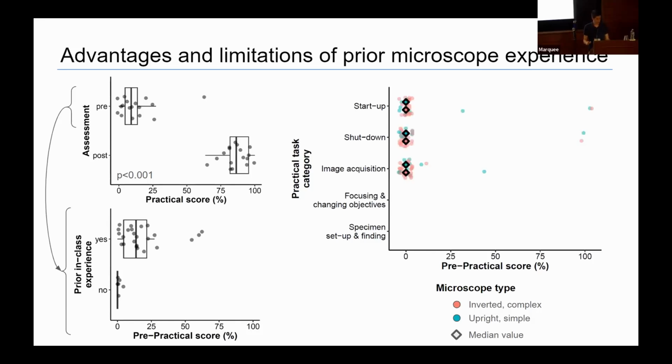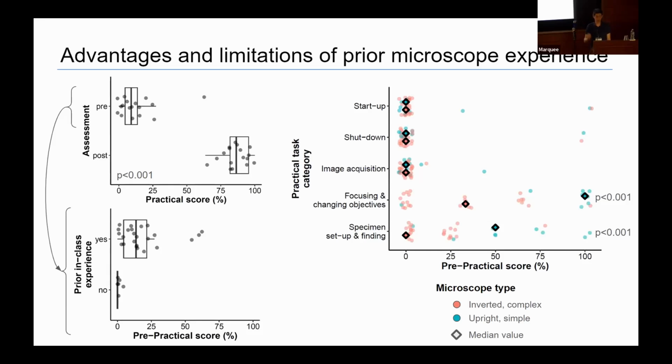Regardless of the microscope type, the students were not able to do tasks that were different from things that you'd expect to have on a teaching microscope. So things like complex startup or shutdown procedures or digital imaging. Again, this is pre-training here. Students fared a little bit better on tasks that were more familiar, so things like focusing or changing your objectives.